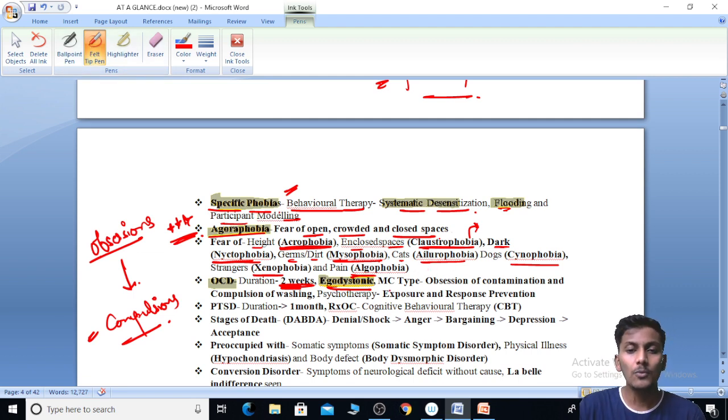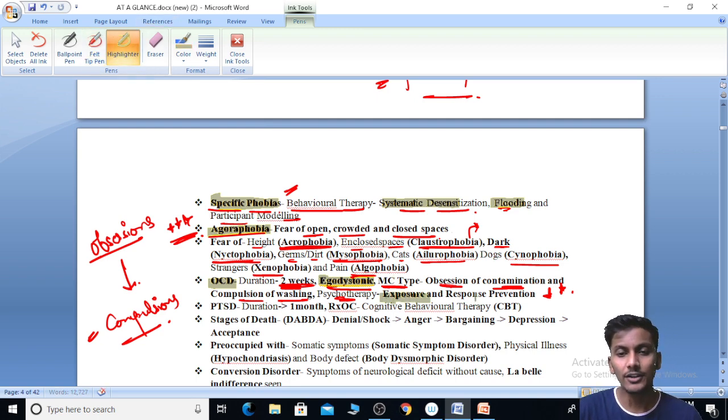Then, which is the most common type of OCD? So please remember, there is the obsession of contamination of dirty hands and compulsion of hand washing. So this is the most common type of OCD. Okay. Next one, your psychotherapy. Psychotherapy is usually preferred in cases of OCD, right? And the psychotherapy preferred in cases of OCD question has been asked twice in the examination. What is the answer? The answer would be exposure and response prevention.